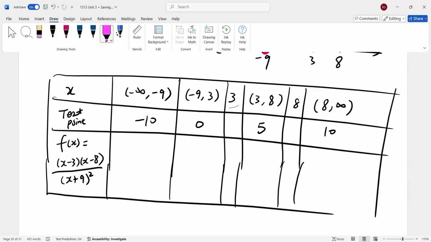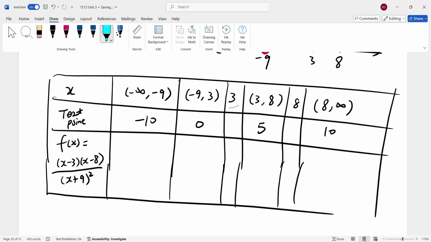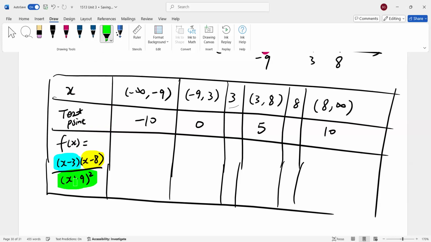All right. I'm going to highlight the factored form of the function: blue times yellow. And on the bottom, let's do green. Knowing green has a square, the denominator is always positive. The green on the bottom is always positive because it's a perfect square, because it's second power.